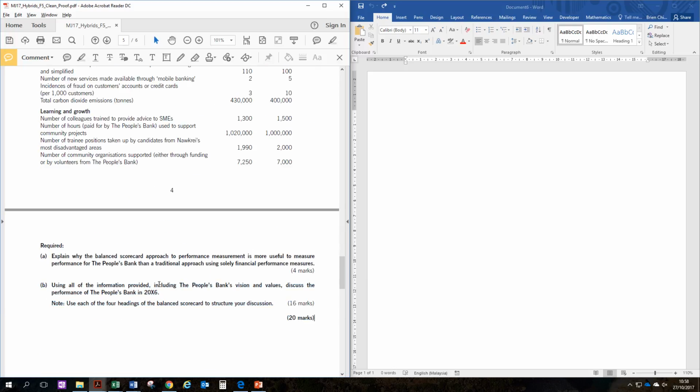Using all of the information provided, including the People's Bank's vision and values, you need to talk about this in your answer. Discuss. Now first, let's talk about this verb over here, which is discuss. Discuss means the information will all be provided to you and you are supposed to talk about it, basically link information within the question. Okay, and here they have said use each of the 4 headings of the balanced scorecard to discuss the performance of the People's Bank.